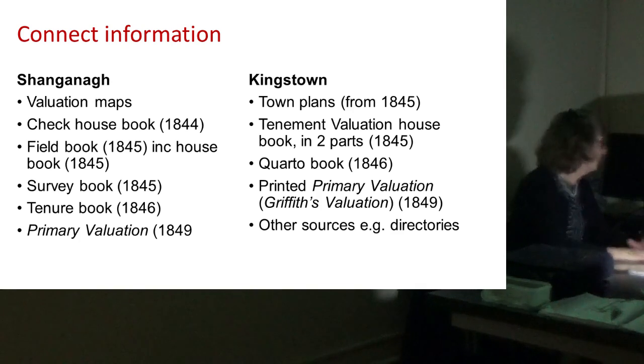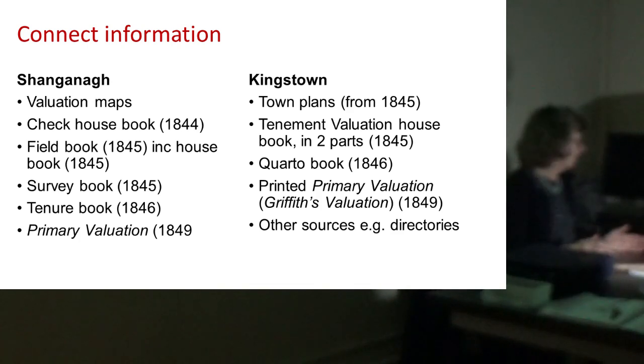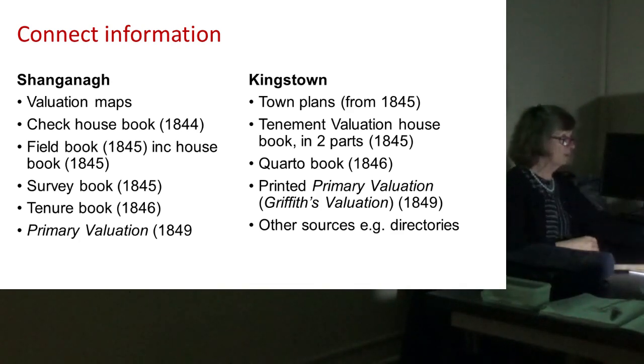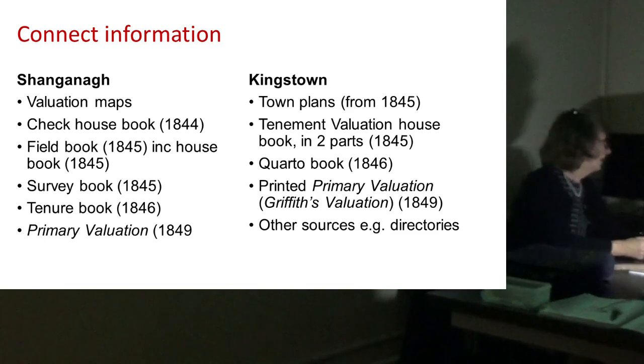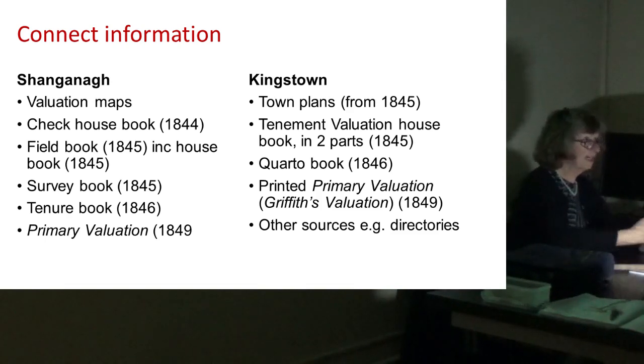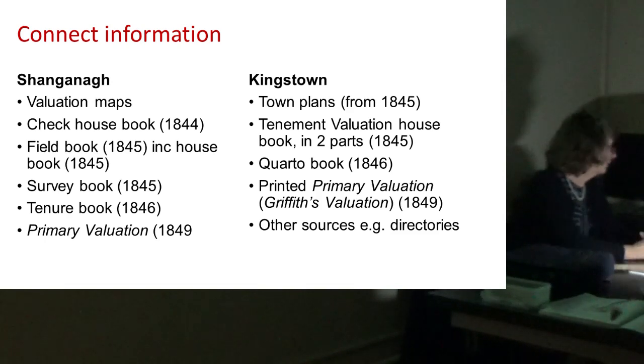So connecting the information, like in Shanganagh, you have to connect the maps, the check house book, the field book, another house book, survey book, tenure book, and the valuation. In Kingstown, the town plans, tenement valuation house book, that's in 2 parts. I think one side of Longford Terrace is in one book and the other side is in the other book. So that's the kind of thing you have to figure out.